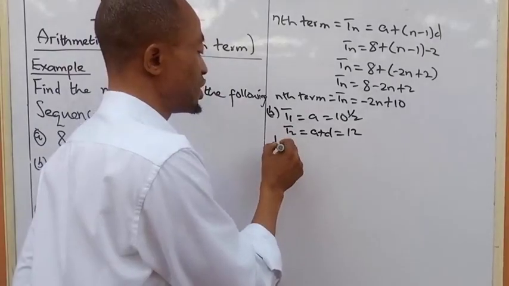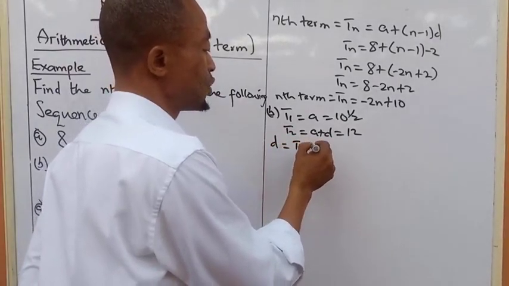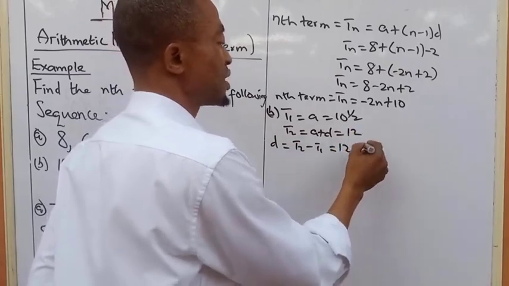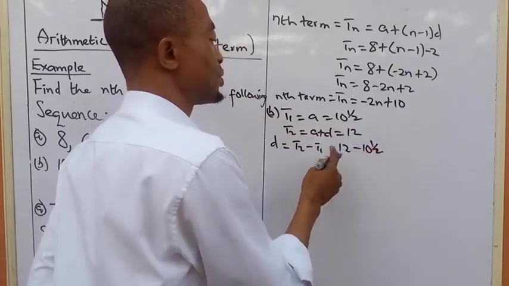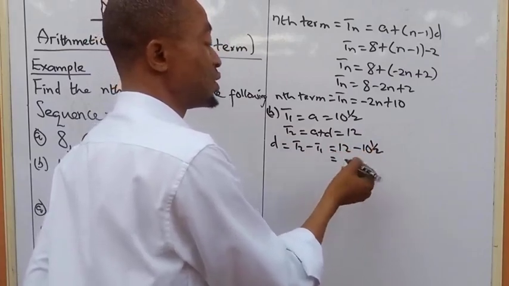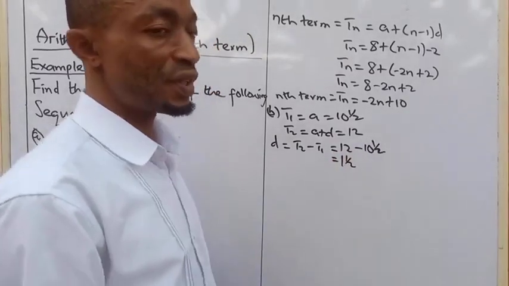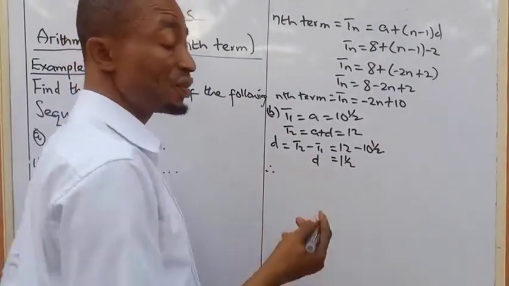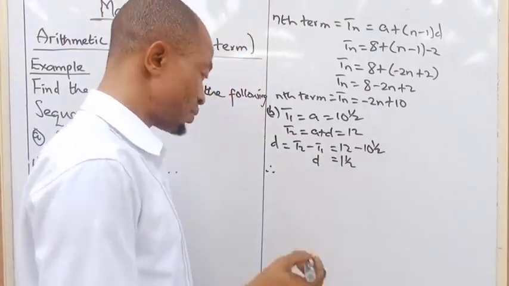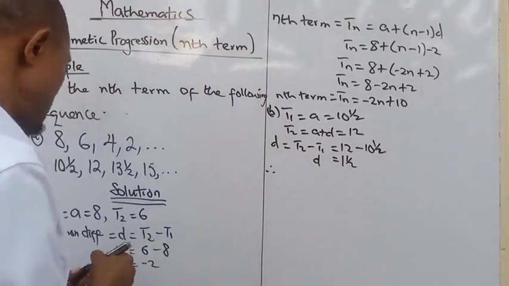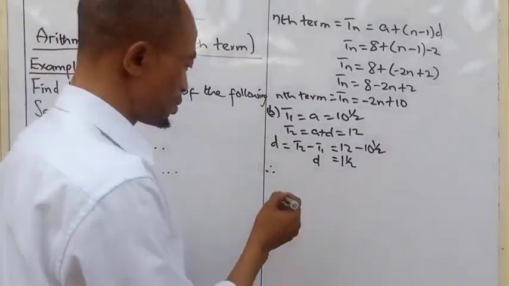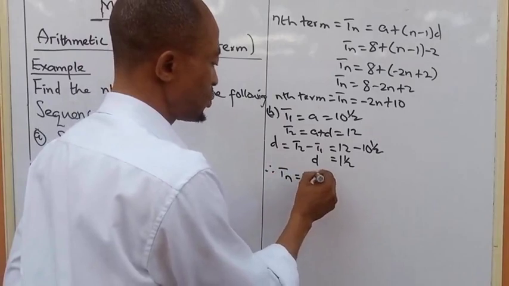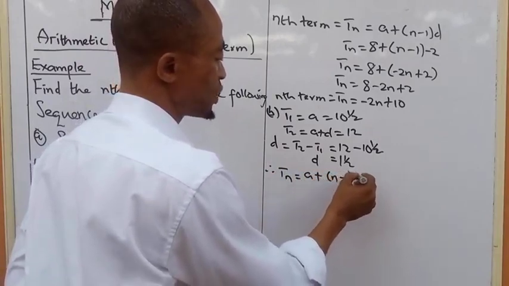So common difference D now equals T2 minus T1. T2 is 12, minus T1, that's 10 and a half. So 12 minus 10 and a half will give us 1 and a half, or 1.5. So that's our D. Therefore, you are looking for the nth term formula that guides this particular AP. So you say Tn equals A plus open bracket n minus 1 close bracket D.